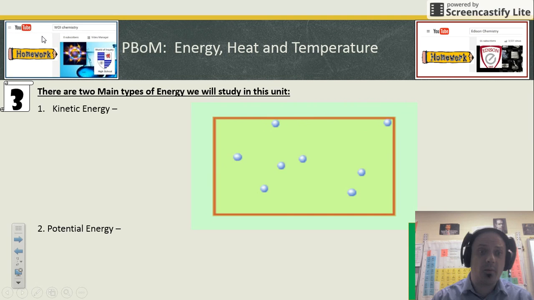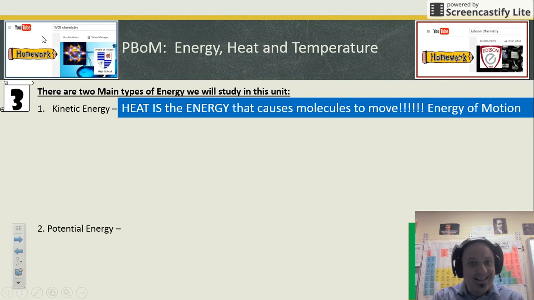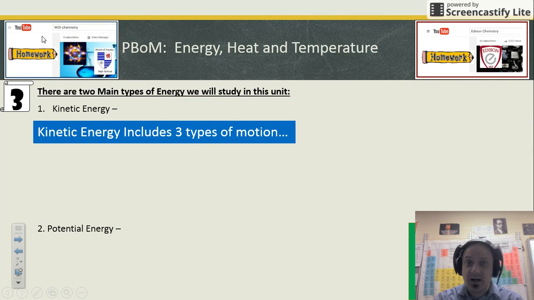First thing we're going to talk about is the types of kinetic energy. Kinetic energy is the energy of motion, and heat causes the particles to move. Okay, so heat and kinetic energy are directly related. Heat causes particles to move. There are three basic types of kinetic energy motion.